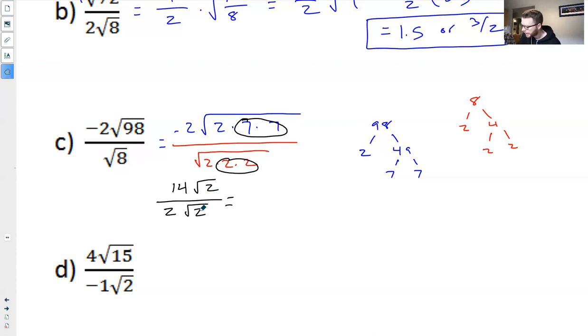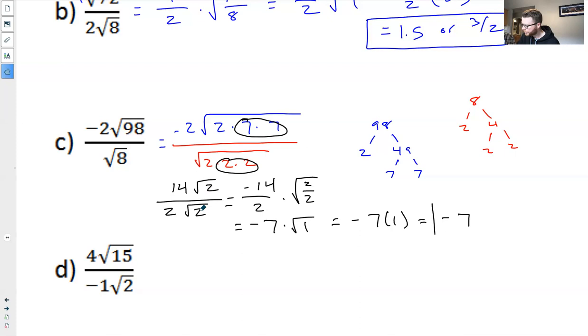So we can rewrite this as negative 14 divided by 2 times root 2 divided by 2, which is equal to negative 7 times the square root of 1, which is equal to negative 7 multiplied by 1, which will just give us an answer of negative 7.